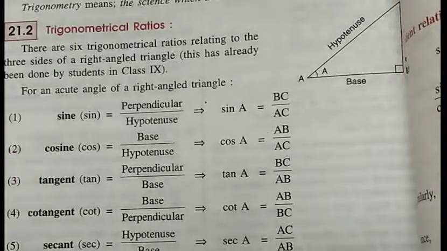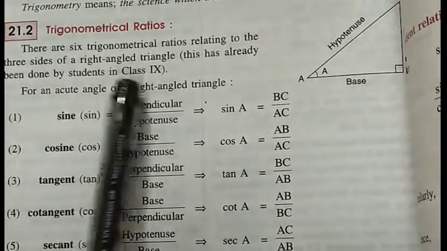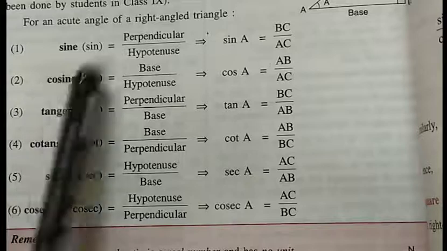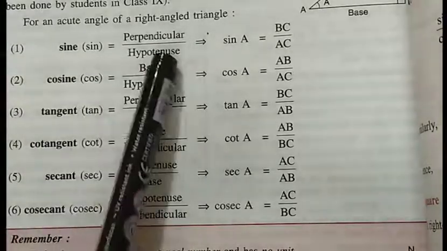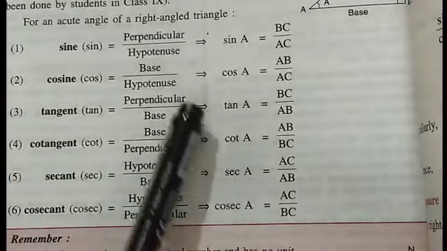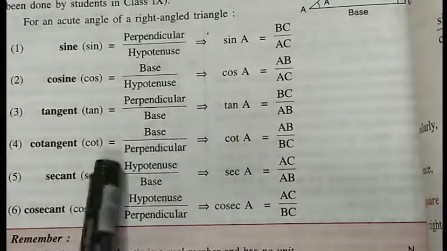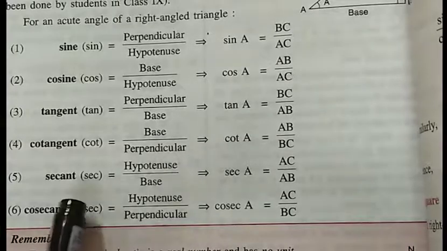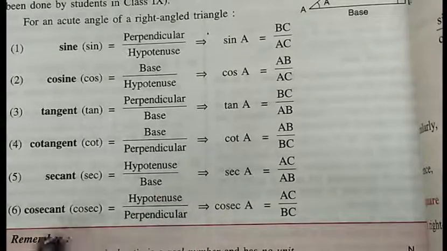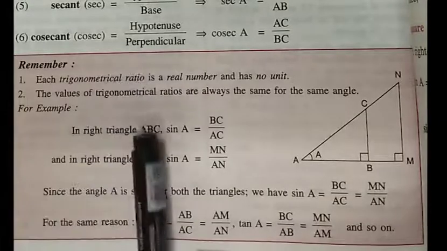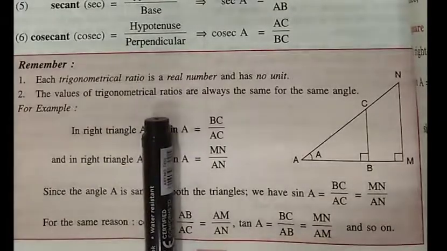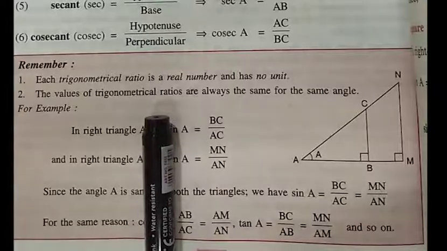There are 6 trigonometrical ratios based on sides of the right angle triangle. Sine, perpendicular upon hypotenuse; cos, base upon hypotenuse; tan, perpendicular upon base; cot, base upon perpendicular; secant, hypotenuse upon base; cosecant, hypotenuse upon perpendicular. Now in class 10th, we will study about the relations between different trigonometrical ratios.